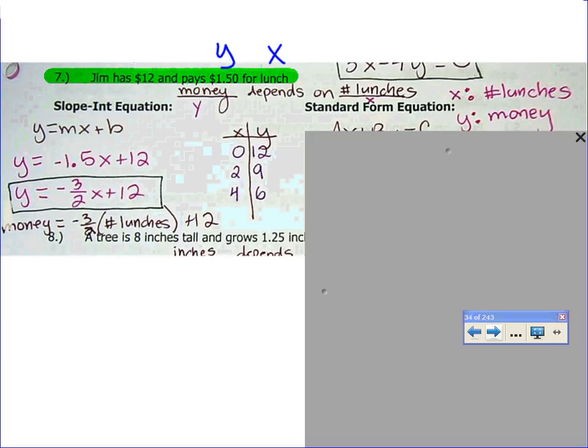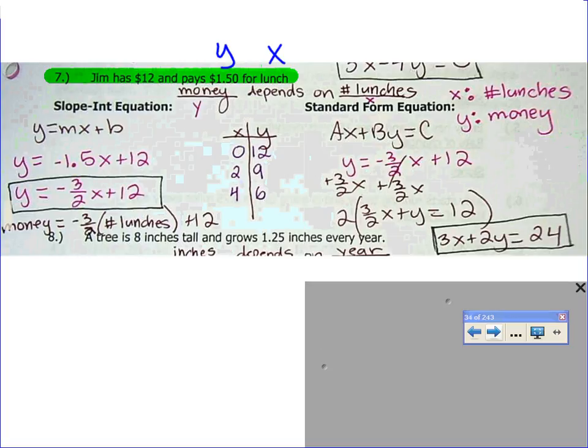Okay, standard form, Chastity. What did you get for 7 standard form? Good job. Awesome. 3x plus 2y equals 24. I have it right down here in this box. So on that one, you had to add 3 over 2x to both sides. And then to get rid of 3 over 2, multiply everything by 2. And that's how Chastity got 3x plus 2y equals 24. Questions on 7.